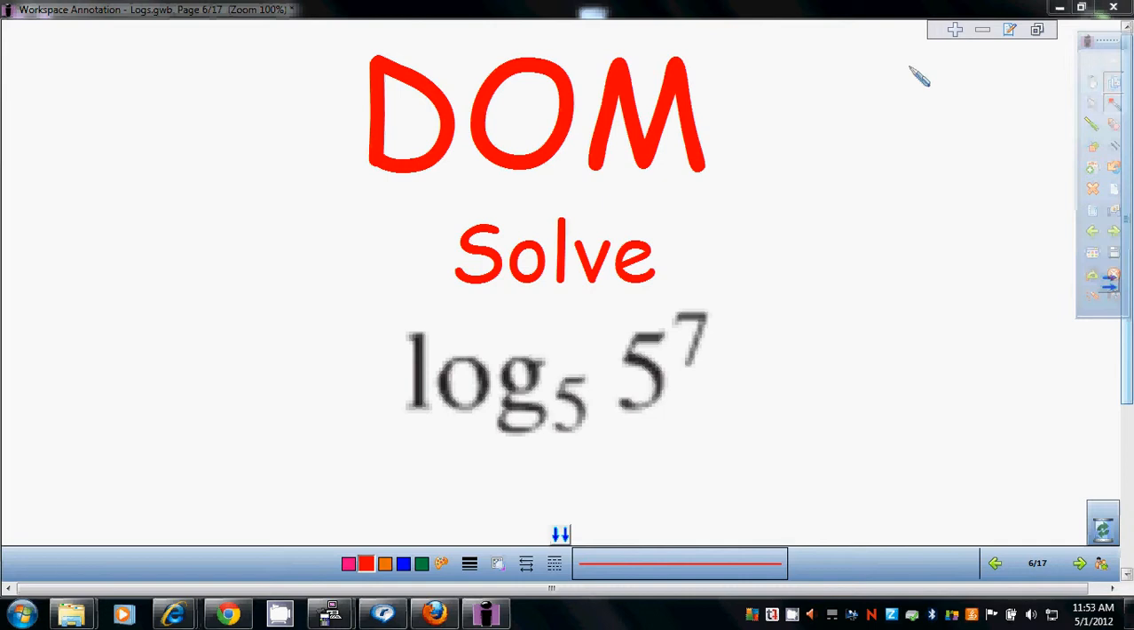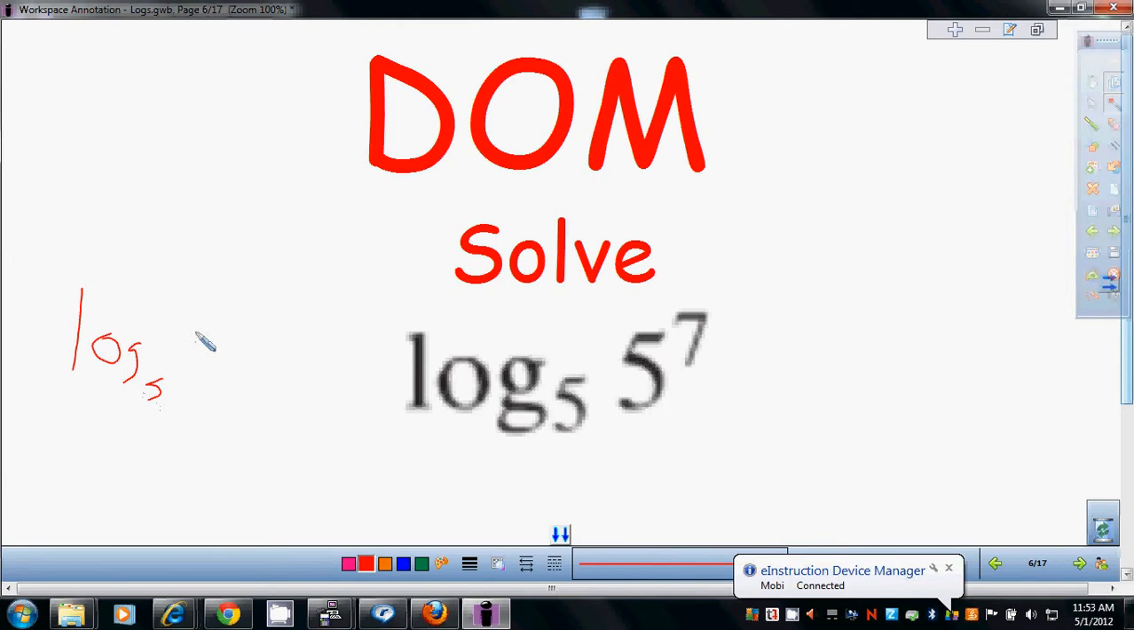Now let me ask you this. What is log base 5 of 5 to the first? 1, yeah. What would you raise 5 to equal 5? 1. You're correct. Now today we're just learning 3 very, very simple log rules.